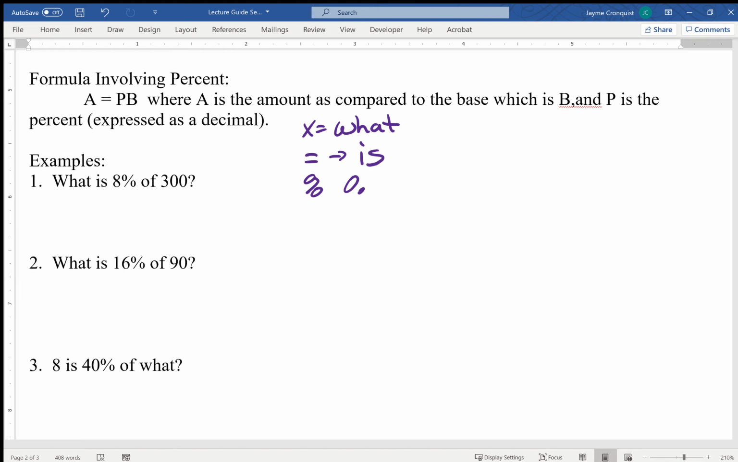Okay, so this is the best way to do this. So what is 8%, oh, that was the other thing, of is multiplication, so times 300. And that's your answer. So it's actually really easy. So we have 0.08 times 300. We get 24.